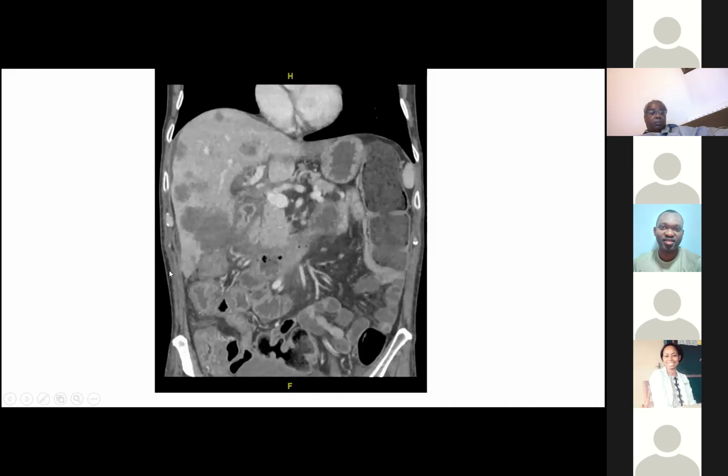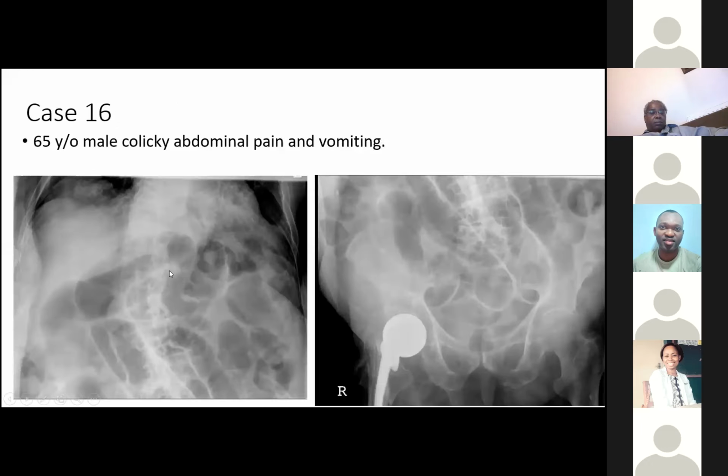Okay, we take it up on case number 16. A couple more cases and then we are done. So this one is a 65-year-old male with colicky abdominal pain and vomiting, and he had an abdominal X-ray.